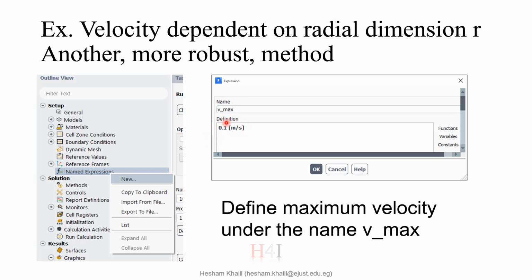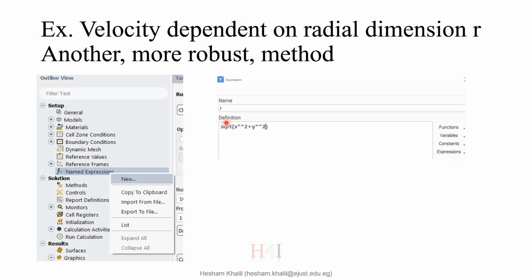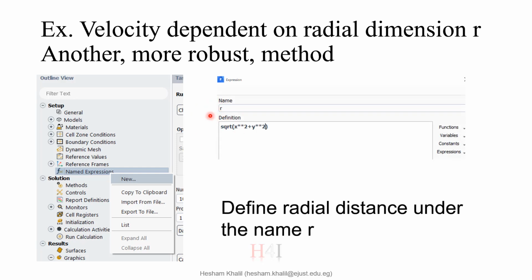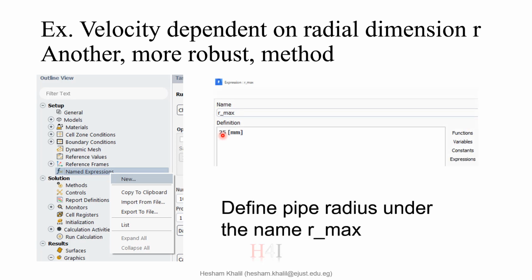So I defined here V maximum. And I will define the value of R small, instead of using directly the square root of x squared plus y squared in the main expression. I will define R alone to be the square root of x squared plus y squared. Now I use these two. Again, I define R maximum also to be 25 millimeter.